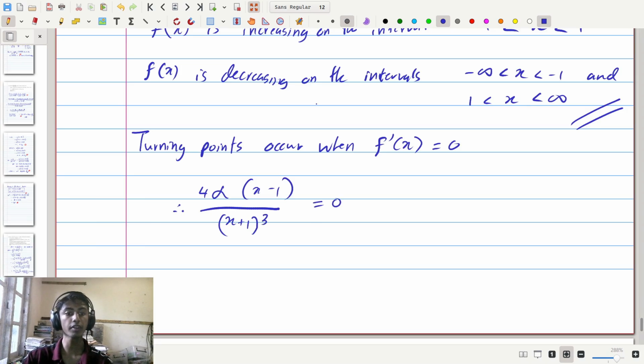equals 0. And simplifying this, if we multiply this whole thing on both sides by (x plus 1) cubed, since it's not equal to 0, that's no problem, and doing so we get 4 alpha times (x minus 1) equals 0, and from that we get x minus 1 equals 0, i.e. x equals 1, and we get that because alpha is not equal to 0. So we get x equals 1. So therefore the turning point occurs at x equals 1.